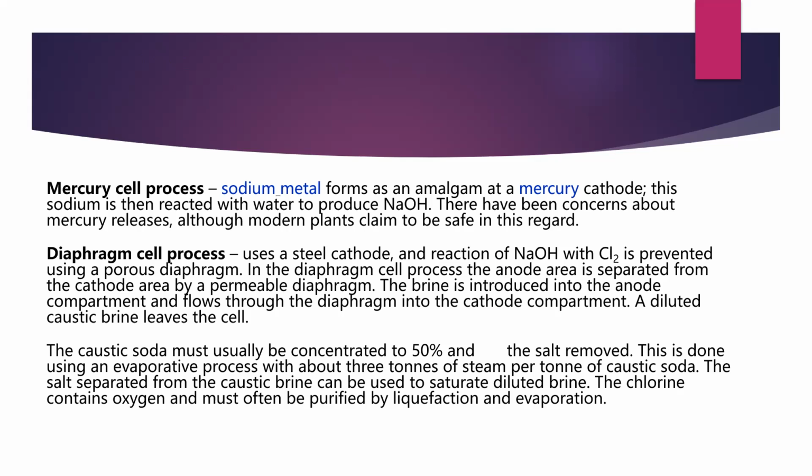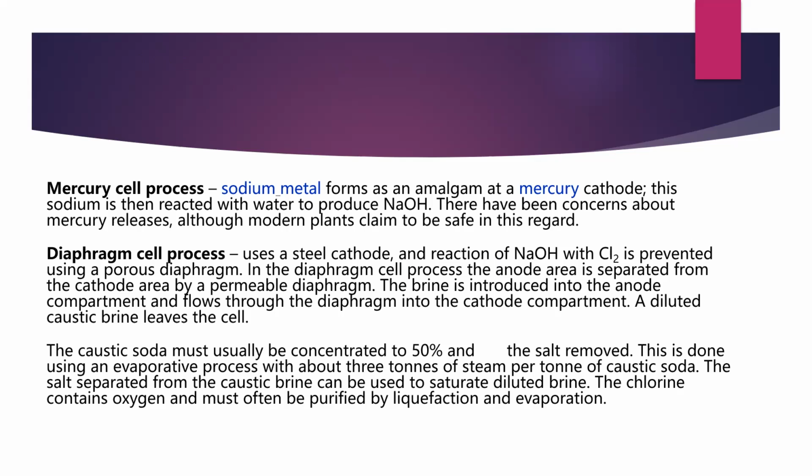In the diaphragm cell process, the anode area is separated from the cathode area by a permeable diaphragm. The brine is introduced into the anode compartment and flows through the diaphragm into the cathode compartment. A diluted caustic brine leaves the process.